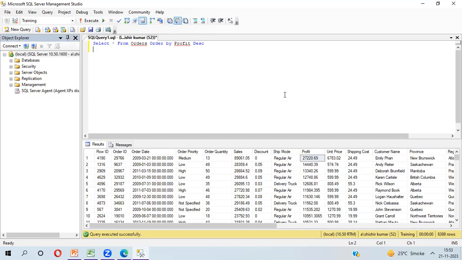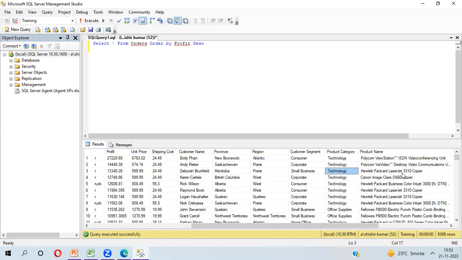So my condition is your product category should be technology. So here is three product category into this column. So office supplies, furniture and technology. So what you have to do, you need to take only those data which is related to product category technology, and you need to do profit is in descending order. So how we can do it?